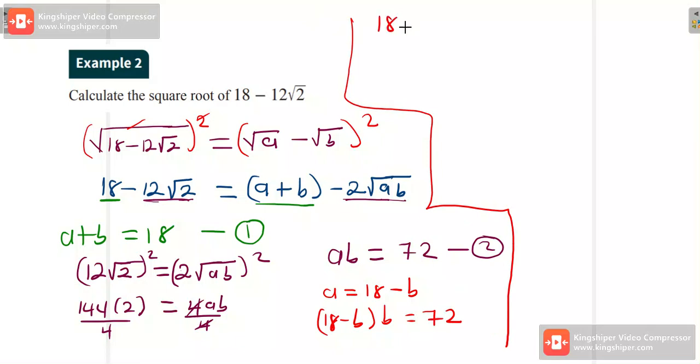So we have 18b, 18 times b is 18b, then minus b squared, then should be equal to 72. Now let's group items. So we have b squared. I'm taking the negative b squared to the right hand side, I have positive b squared. 18b to the right hand side, I have negative 18b. Then plus 72 should be equal to 0.